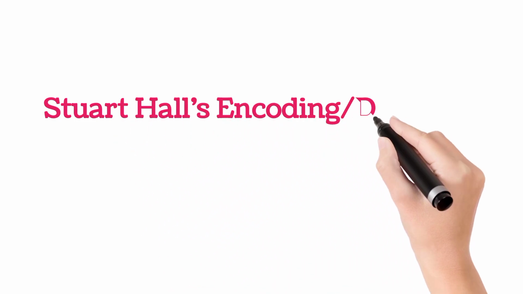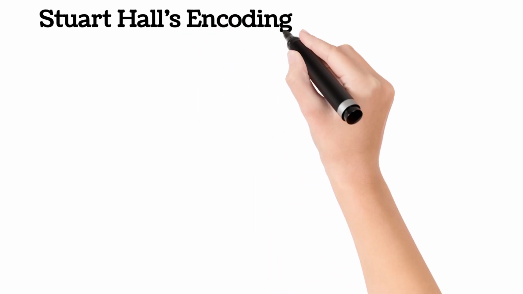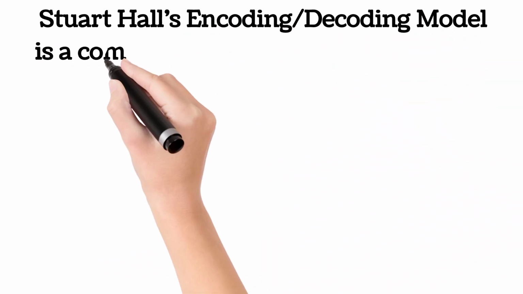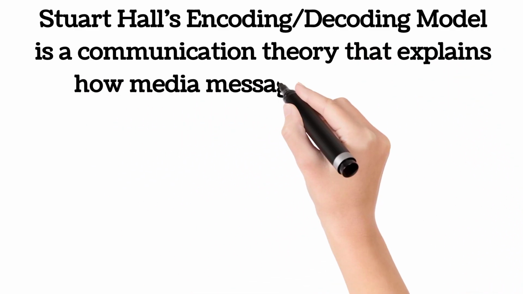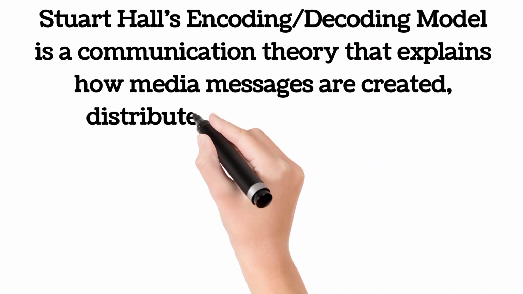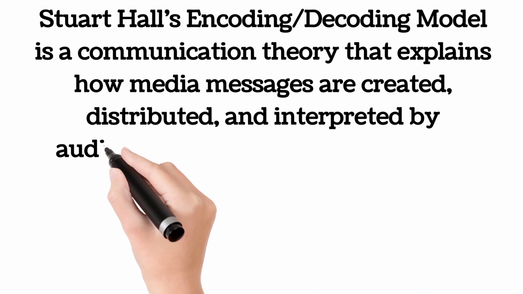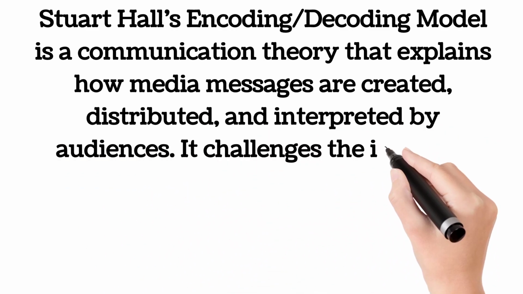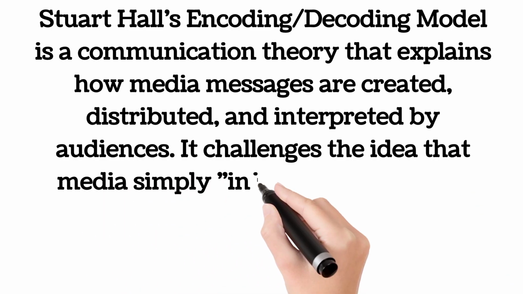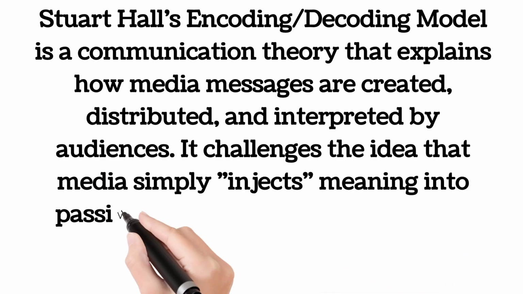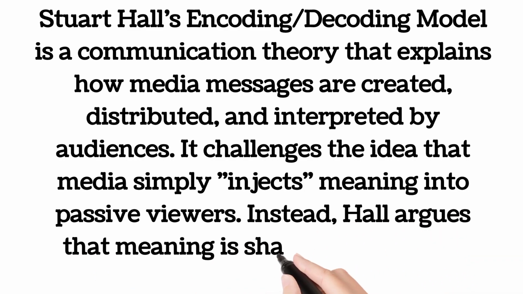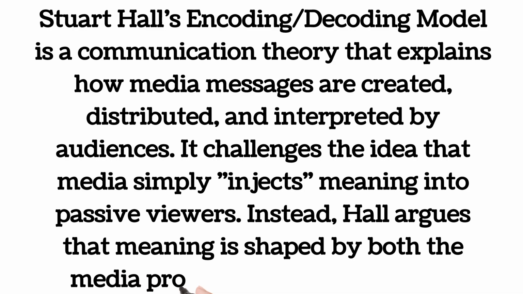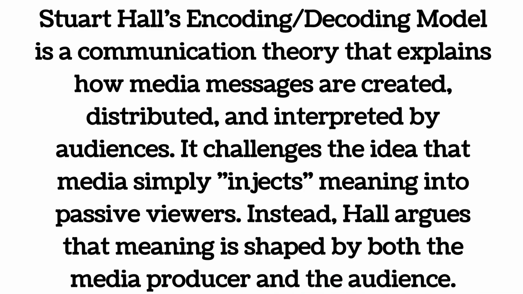Stuart Hall's Encoding, Decoding model. Stuart Hall's encoding, decoding model is a communication theory that explains how media messages are created, distributed, and interpreted by audiences. It challenges the idea that media simply injects meaning into passive viewers. Instead, Hall argues that meaning is shaped by both the media producer and the audience.